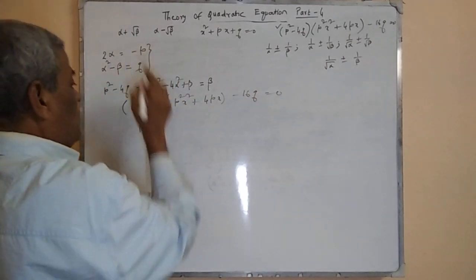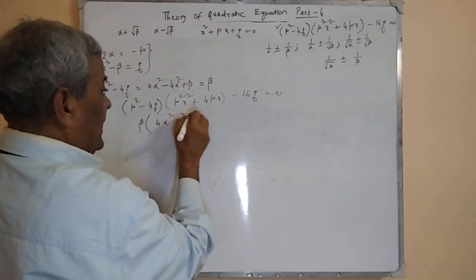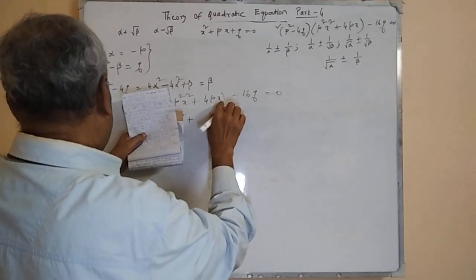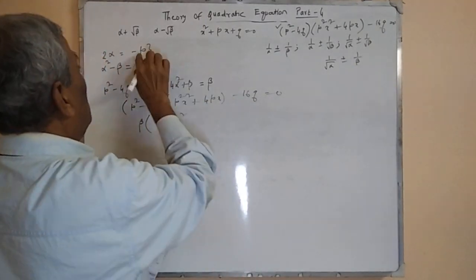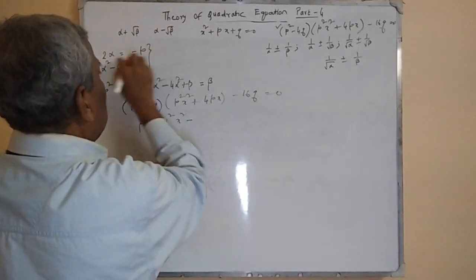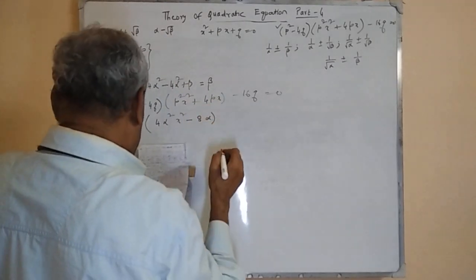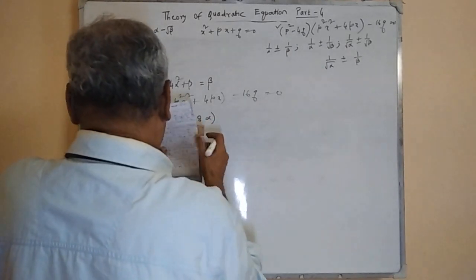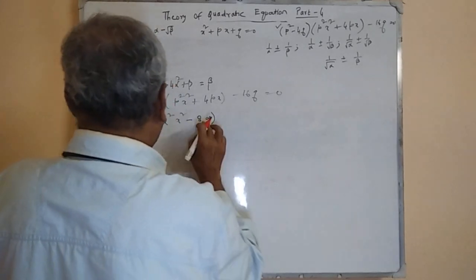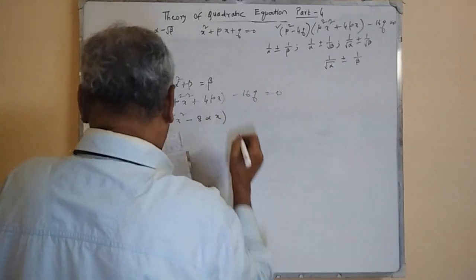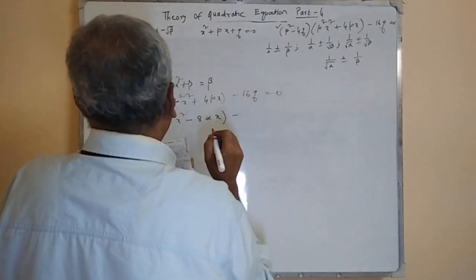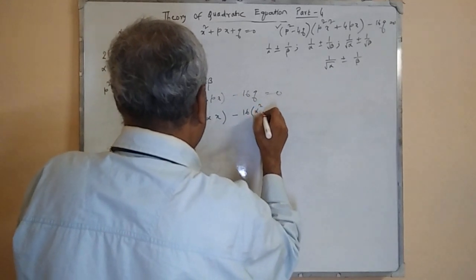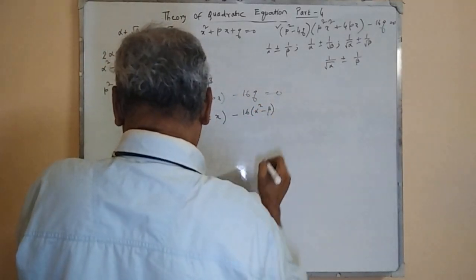p square x square, p square is 4 alpha square, x square, plus 4px, p is minus 2 alpha, so it is minus 8 alpha into x, minus 16q, that is minus 16 into alpha square minus beta, is equal to 0.